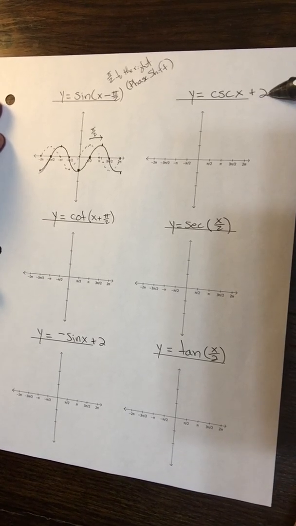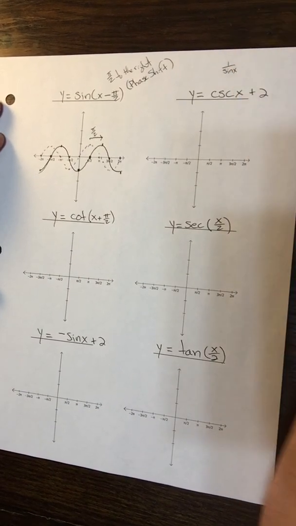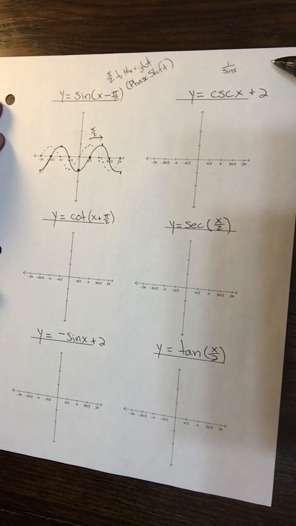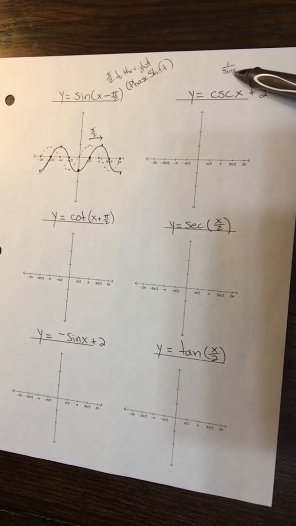Cosecant of x, and we're going to go plus 2. Now cosecant of x, one more time, it's 1 over sine. So look, I'm not going left or right here. I'm going up 2 units. So I got to find out where sine is 0 and make asymptotes. Well, where is sine 0?